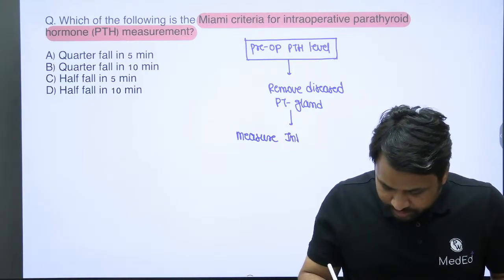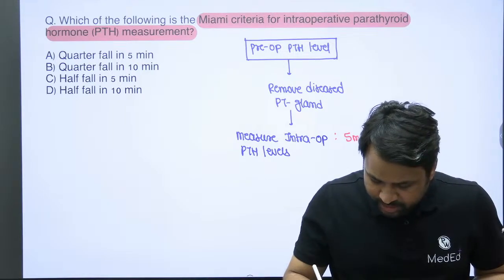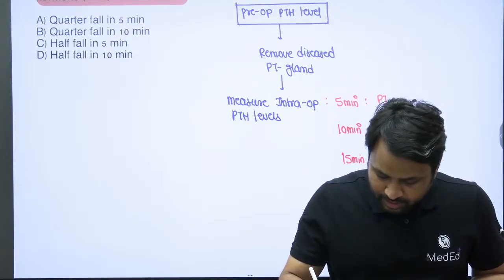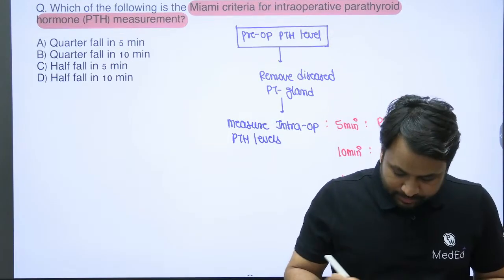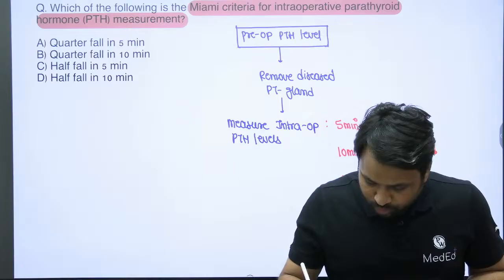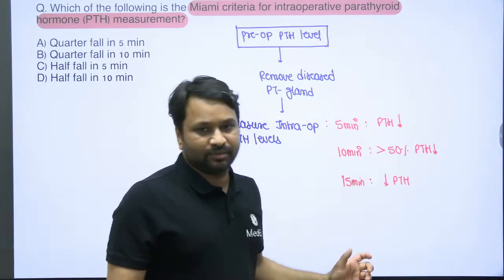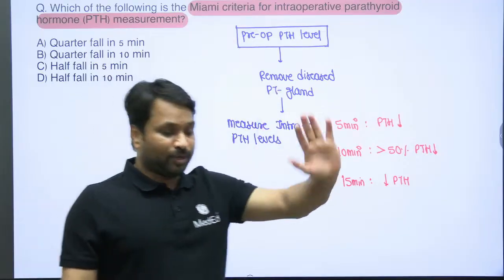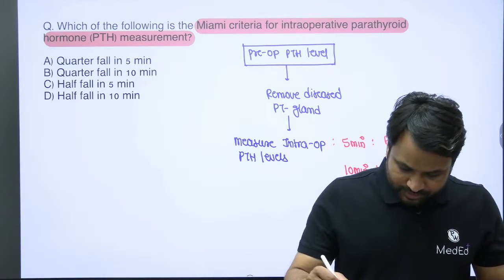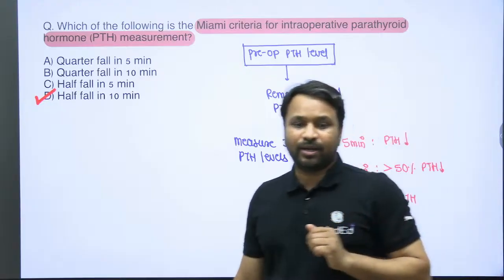Measure intraoperative parathyroid hormone. We measure at 5 minutes, at 10 minutes, and at 15 minutes. At 5 minutes, the parathyroid hormone level should drop. By 10 minutes, more than 50% of the pre-operative value should have dropped, and a further decrease in parathyroid hormone level should be seen. So if you look at the three criteria at 5, 10, 15, the component where you're fixed is at 10 minutes, 50%. At the 10-minute mark, there should be more than 50% drop in its pre-operative value. Then it is considered that you have removed the right gland. So it is going to be a fall in half, that is 50%, at the 10-minute mark. The answer here is going to be D. Clear? So this is Miami's criteria to determine whether you have removed the right parathyroid gland or not.